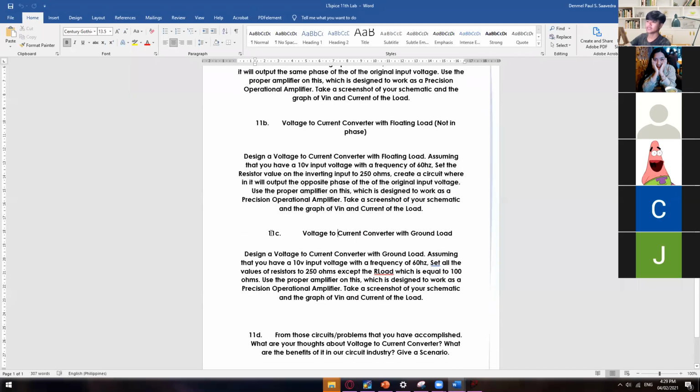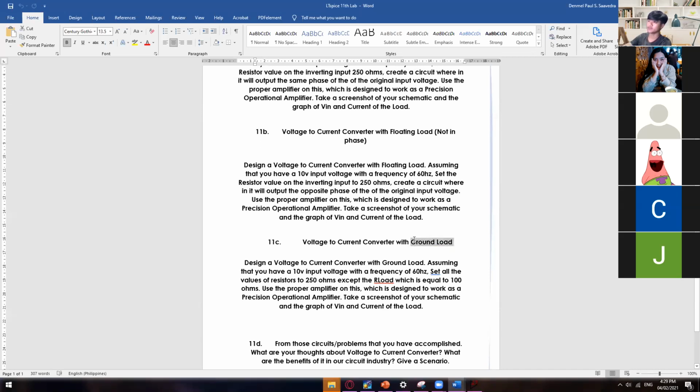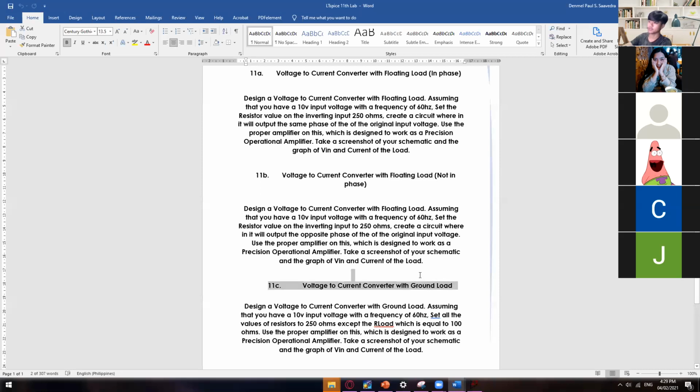And then for the second to the last, we have here a voltage to current converter with ground load. So if we have floating load, we also have ground load. What is this ground load? I would like you guys to search on the internet for the schematic of this voltage to current converter with ground load. So basically the same, we have 10 volts input, 60 hertz frequency, and it's just that in here you have to set all of the values of the resistors to 250 ohms, except R load, which is equal to 100. So everything is 250, and R load is equal to 100 ohms.